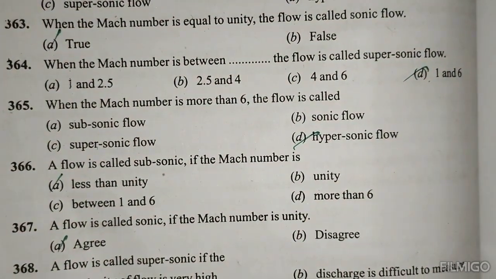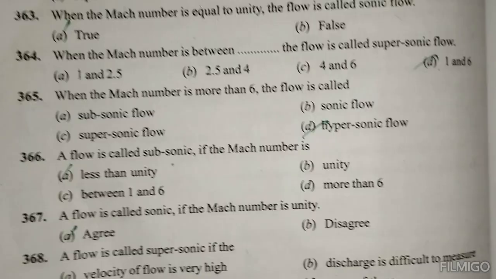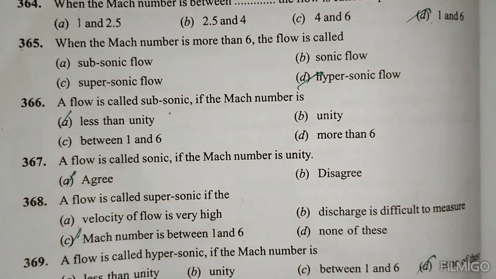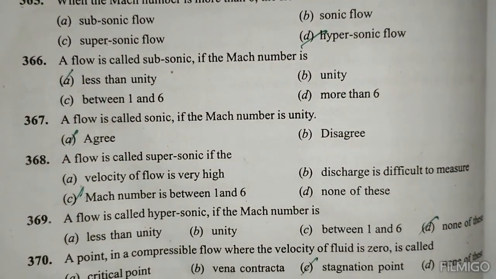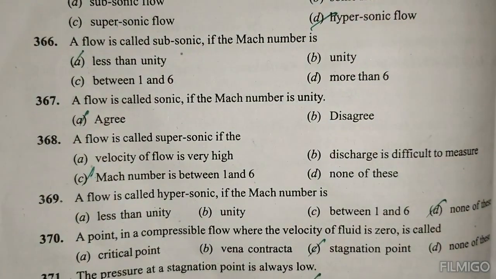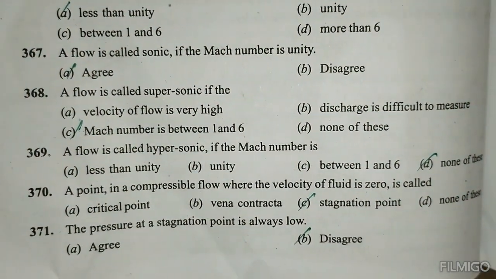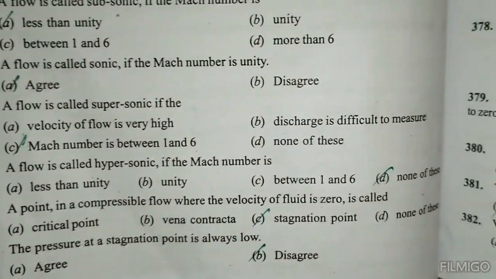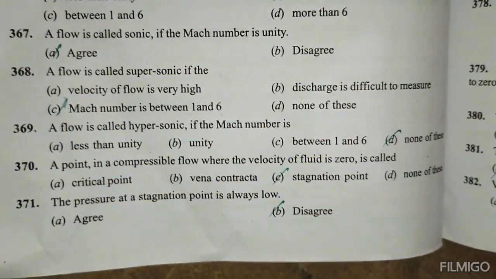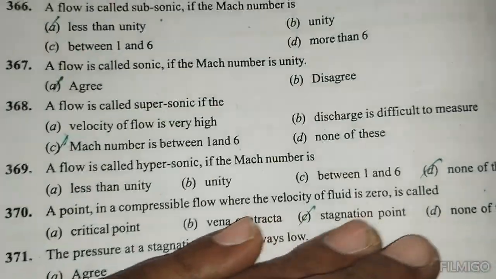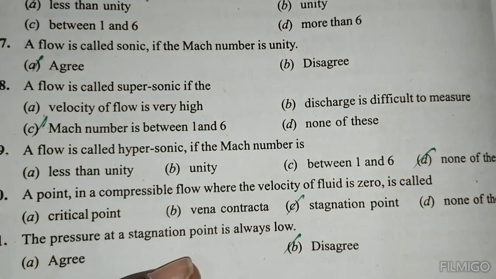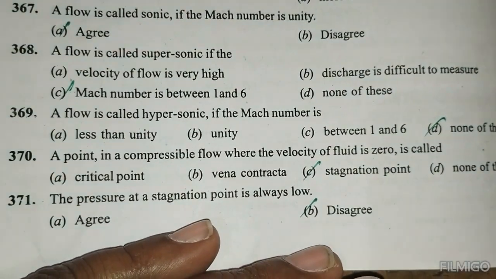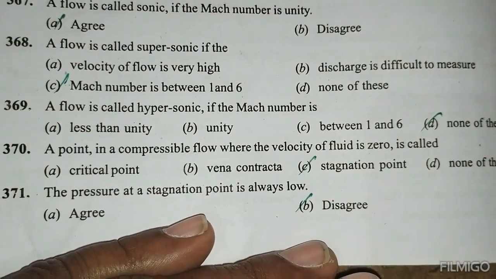A flow is called subsonic if the Mach number is less than unity. A flow is called sonic if the Mach number is unity. A flow is called supersonic if the Mach number is between 1 and 6. A flow is called hypersonic if the Mach number is none of the above. A point in compressible flow where the velocity of fluid is zero is called the stagnation point. The pressure at a stagnation point is always low. Disagree.